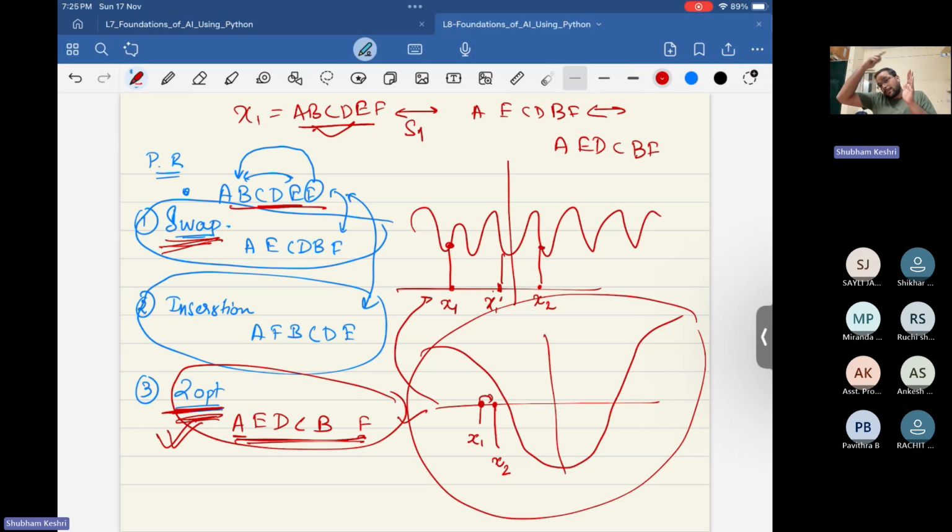So you see the objective function values curve changes depending on where you are placing x1 and x2. For swap neighbor, x1 and x2 are farther apart. But for 2-opt neighbor, x1 and x2 are very close to each other. And that influences the curve of the objective function, and the landscape changes. I hope I'm making sense.